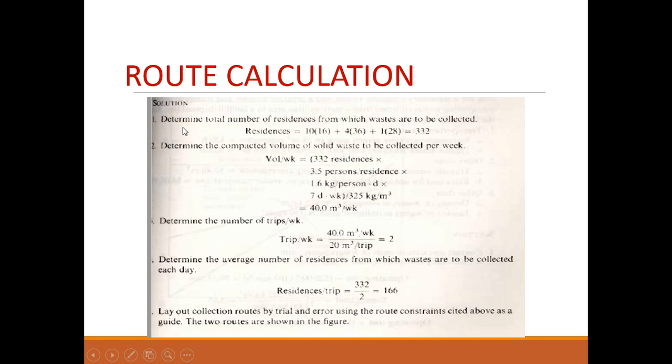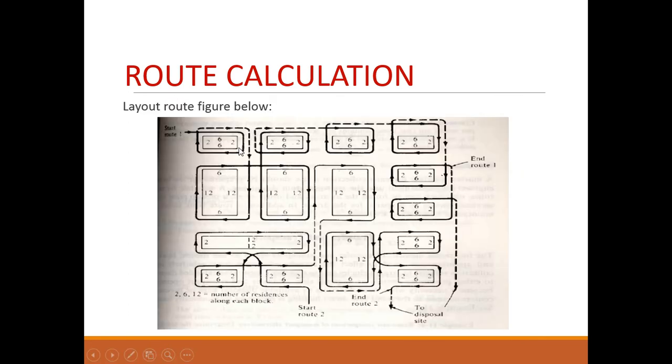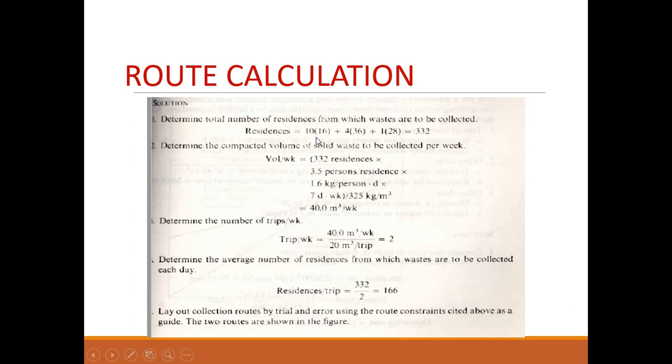Right, so the first question we asked was, we wanted to determine the total number of residences from which waste is to be collected. Let's try to understand what these numbers mean. Here we see 10, 16. Let's just go back to the chart. For example, we have 12, 14, 16. All the blocks like this, we are saying we have 10 of them. So let's count. We have 1, 2, 3, 4, 5, 6, 7, 8, 9, 10. So we go back here. This is what 10, 16 is.